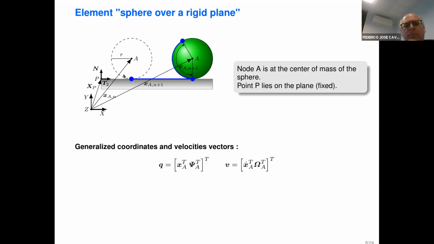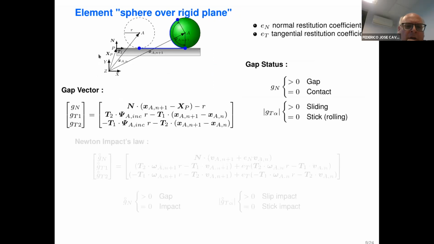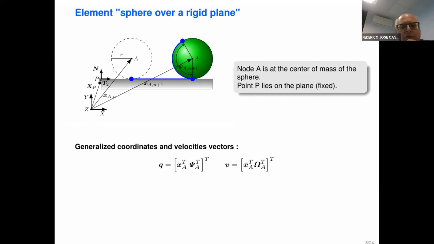Then the plane is fixed, and we have a node B referenced with this vector, and we have here a frame n normal to the plane, and two tangential vectors to the plane, T2 and T1, which go out from the scheme. So the generalized coordinate is given by the vector Q, where in the first component we have the incremental rotation vector.